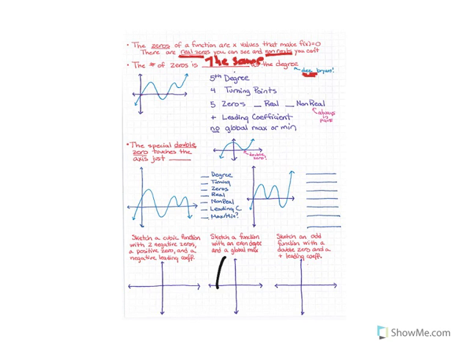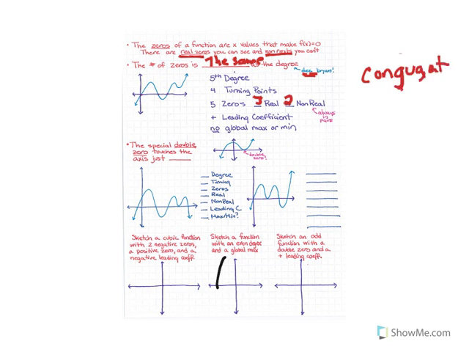I have one of my graphs. It has 1, 2, 3, 4 turning points. That makes it a 5th degree function. It means it has 5 zeros. I can see 3 real zeros. And as a matter of fact, because there are 3 real zeros, there have to be 2 non-real zeros. And they always come in pairs. They come in what are called conjugate pairs.